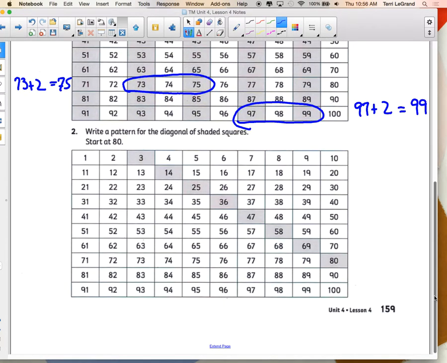Okay, let's look at number 2 then. Write a pattern for the diagonal of shaded squares. See if you can figure out what's going on there. So I want you to come up with 3 examples. Like maybe this one, maybe I'll pick this one, and then I think I'll just be crazy and do an overlap here.